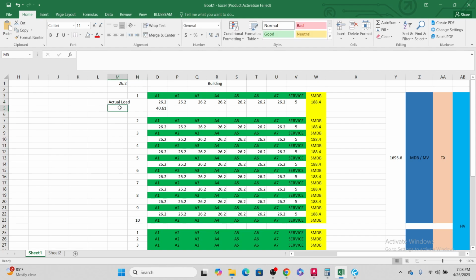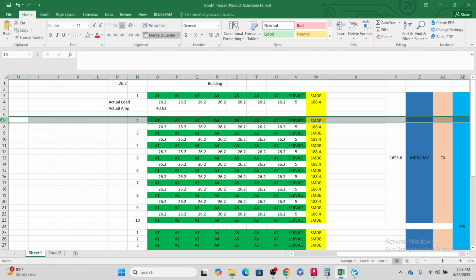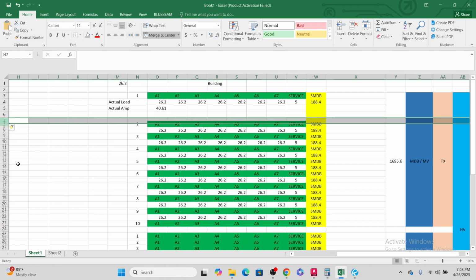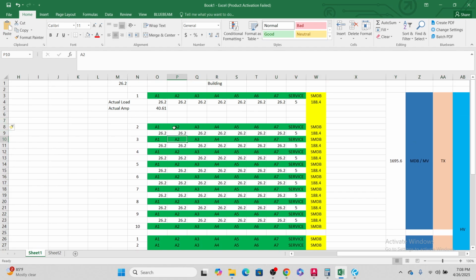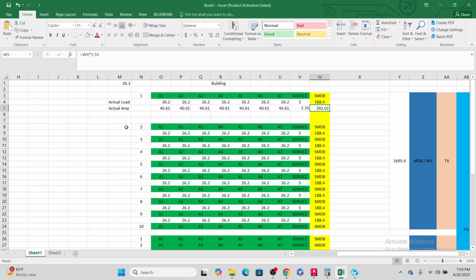And this one, actual ampere. We will put Amp. Okay. So I will go with another one. This will be continued up to here. So what is my SMDB? 292.02. Okay. So we have 40.61 amperage as per our load.